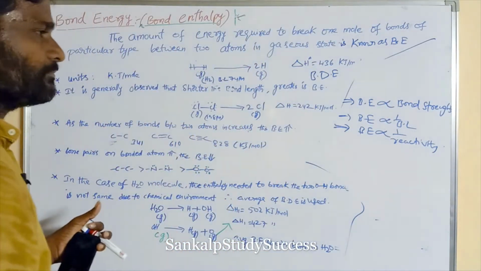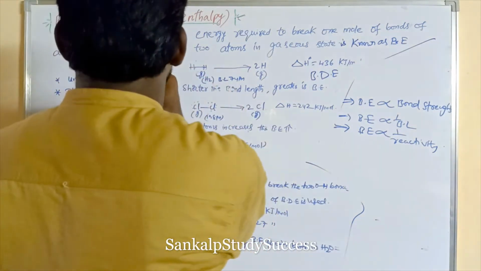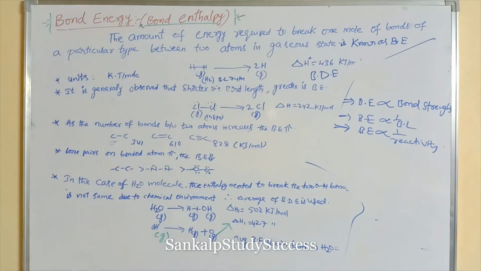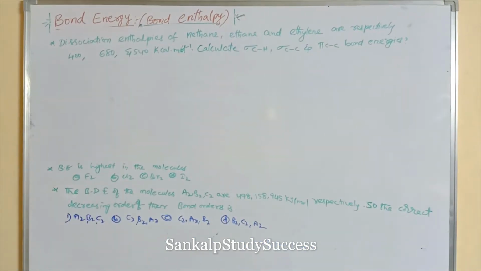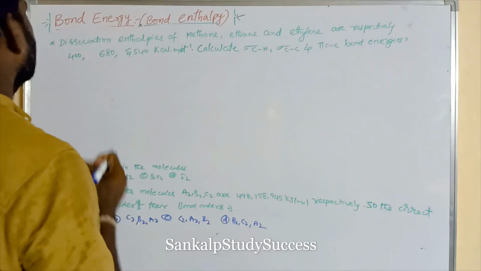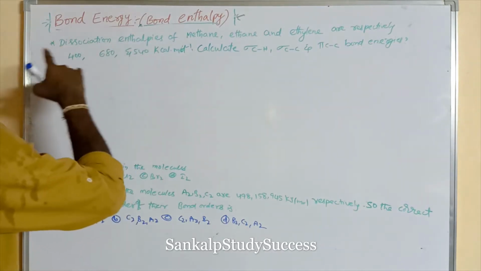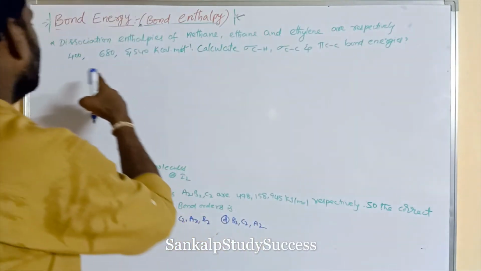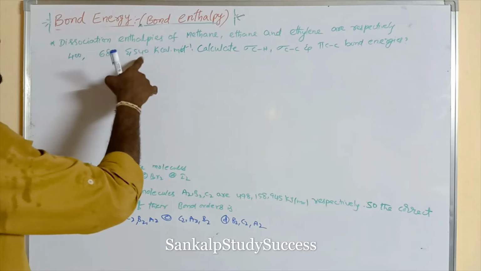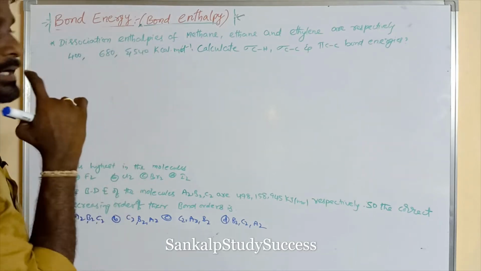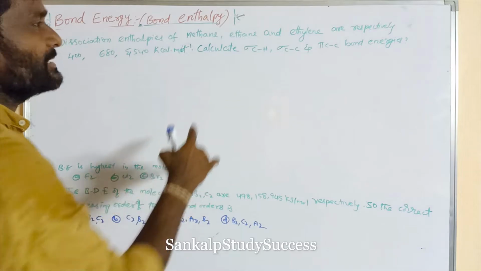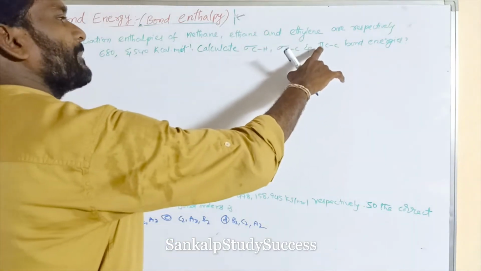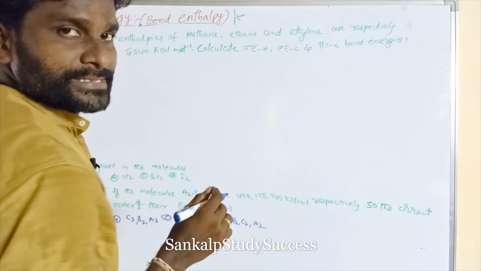Next, let's do one sum on this concept. Dissociation enthalpies of methane, ethane and ethylene are respectively 400, 680 and 540 kilocalorie per mole. Calculate the sigma C-H, sigma C-C and pi C-C bond energies.